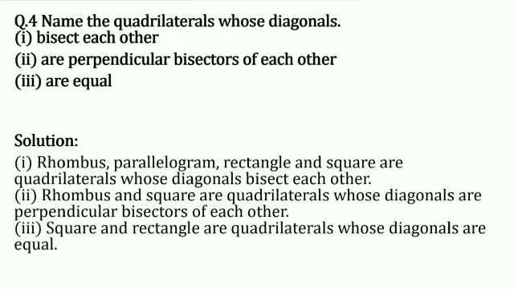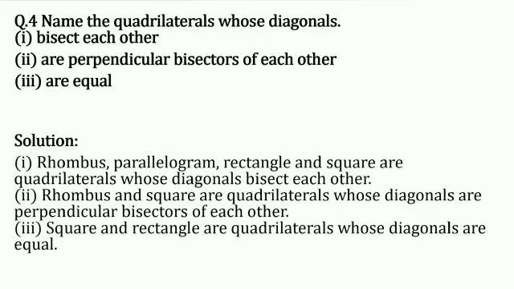Question 4. Name the quadrilaterals whose diagonals bisect each other, are perpendicular bisectors of each other, and are equal. So, first we have to name the quadrilateral whose diagonals bisect each other. As we have discussed in the properties, you know that rhombus, parallelogram, rectangle, and square are quadrilaterals whose diagonals bisect each other.